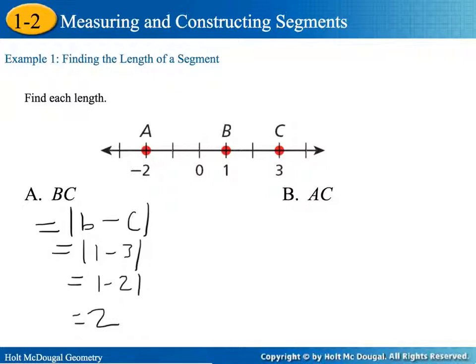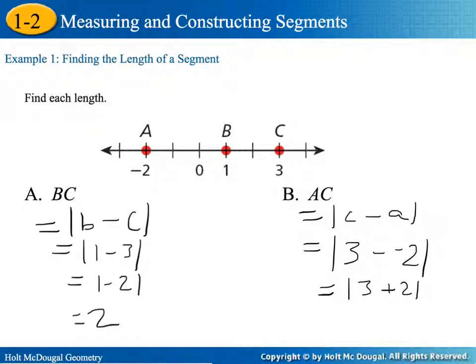So for AC, I'm going to go ahead and switch it around, like the one thing showed. I'm going to do the point at C minus the point at A. So here I'm going to have the absolute value of 3 minus -2. Don't forget, when you minus a negative, you have to change that to a plus. So 3 plus 2 is 5, and the absolute value of 5 is 5. So the distance of BC is 2, and the distance of AC is 5.